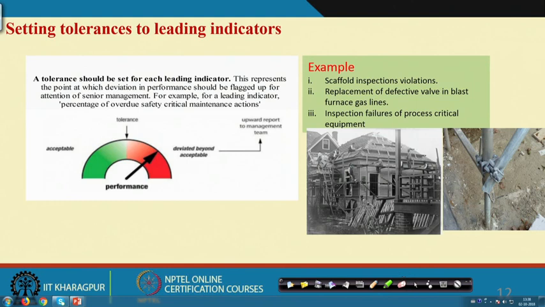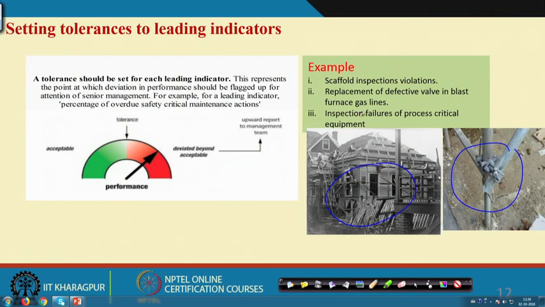So, this is tolerance. At what level should people get tolerances? You give it to the leading indicators. At what level should the organization be worried? Let's see, these are the scaffoldings. Scaffolding inspection violations: how many scaffolding inspections will you be doing? If you don't do scaffolding inspection 100%, then it is a serious deterioration of effectiveness. Whenever we put up scaffoldings, you have to have 100% inspection; the deviation is zero.